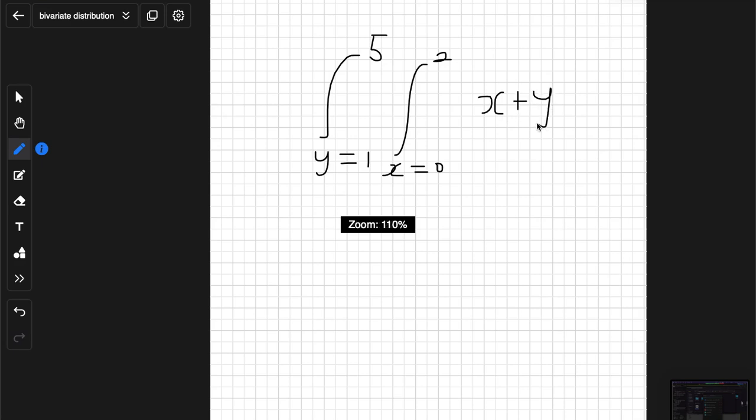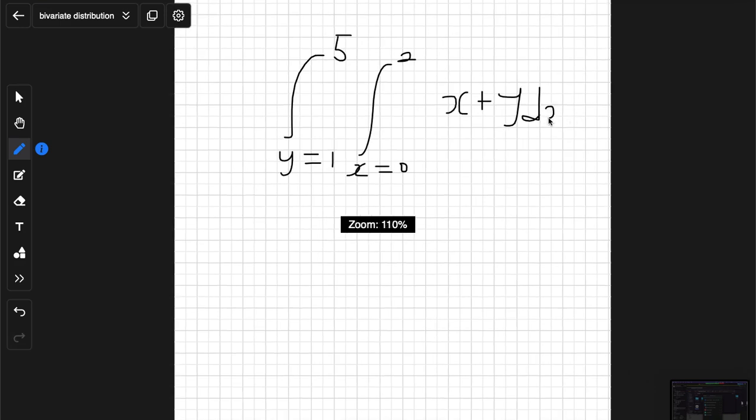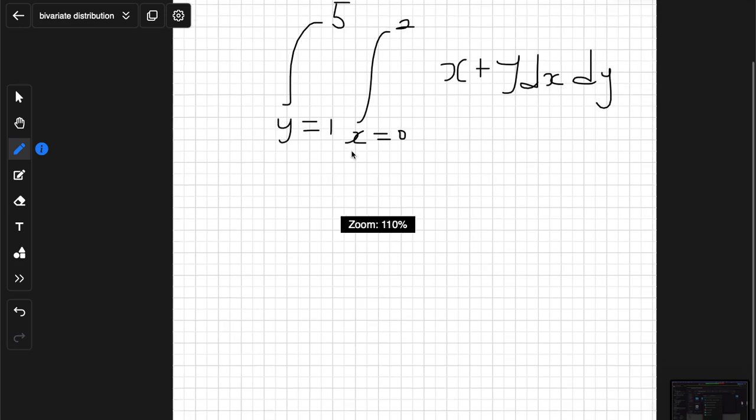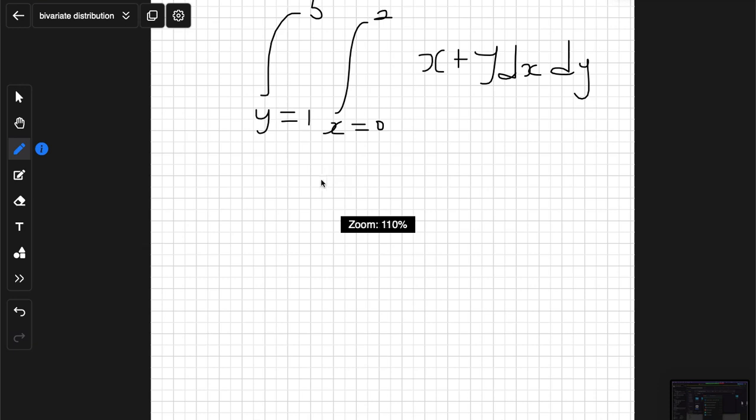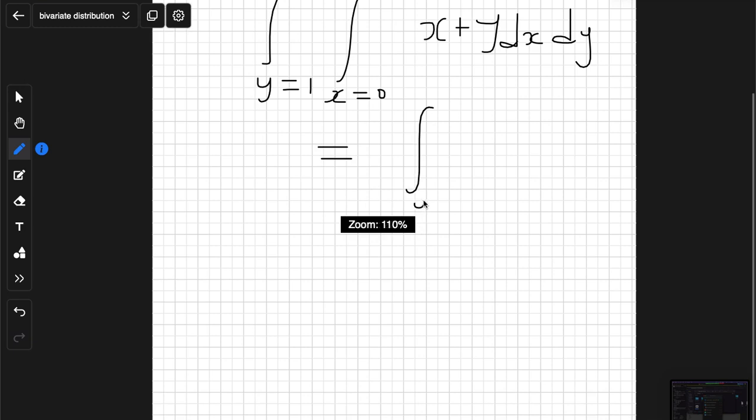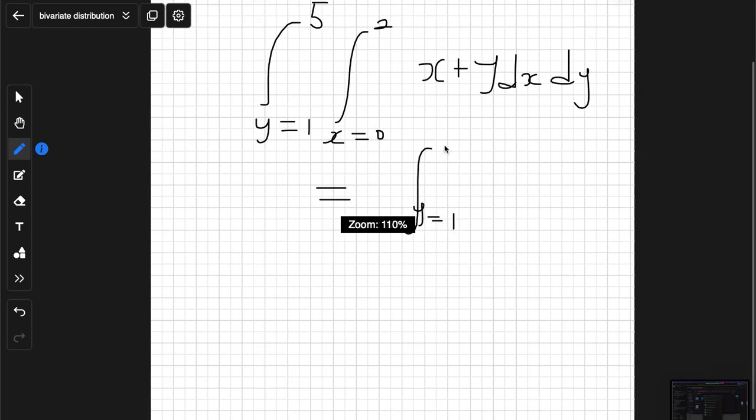It could be anything. If you have x plus y, x comes first, so dx dy. Now, if you are to integrate this, y goes from 1 to 5 and x goes from 0 to 2. We are integrating with respect to x, so x is not a constant here.